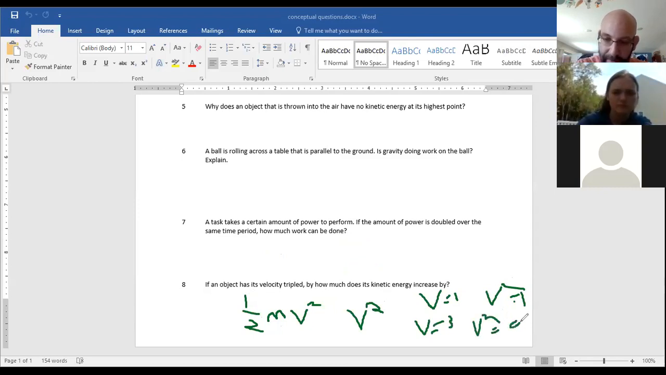So however much the velocity increases by, you square that amount, and that's how much the energy will go up by. If you doubled the velocity, you would quadruple the kinetic energy. We tripled the velocity, so the kinetic energy went up by 9 times, and so on and so forth. So that's the 8 review questions.